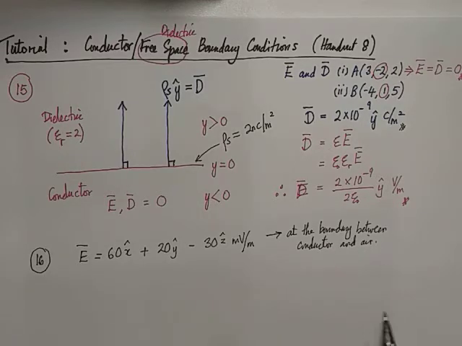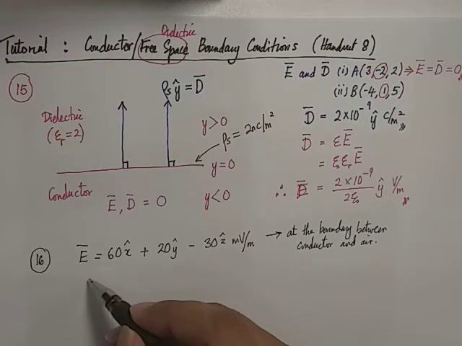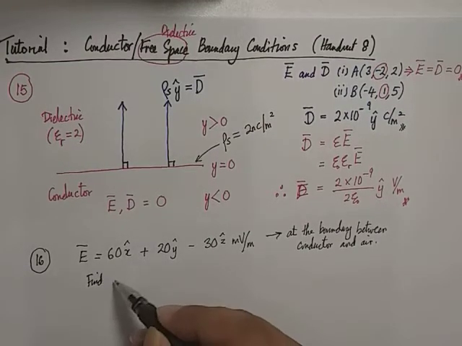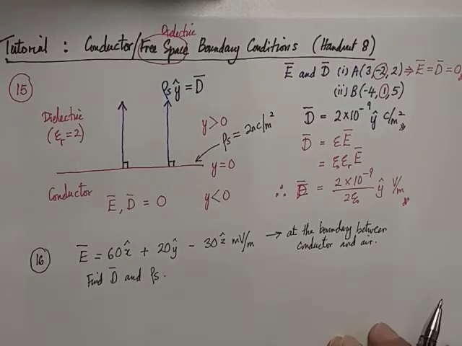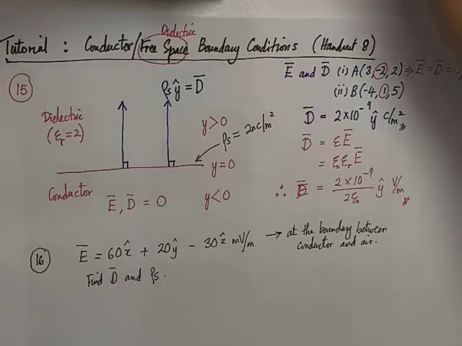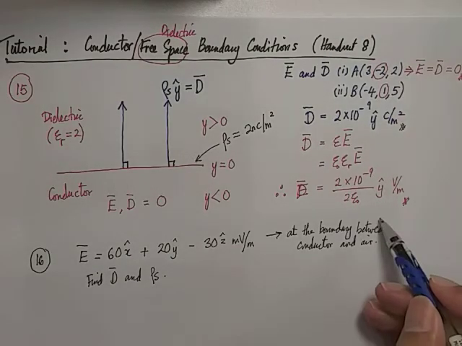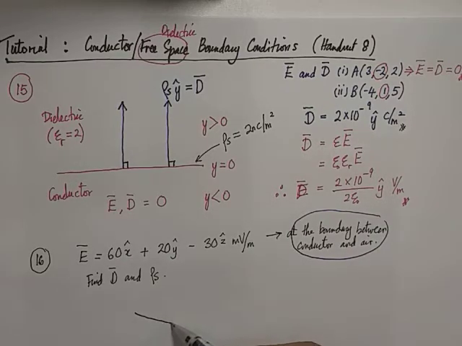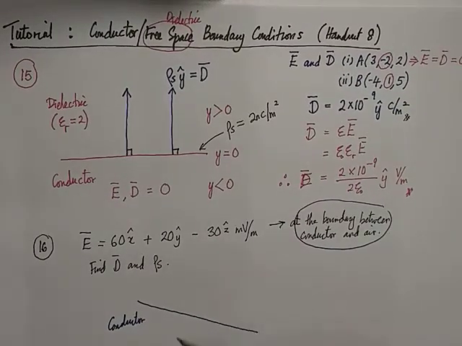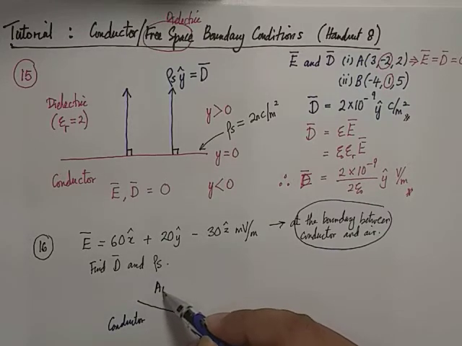Okay, so then the question asks us to do what? Find D and rho S. That's the information asked by the question. So how do we solve this problem? Since we are dealing with this scenario, I'm going to draw a general interface now. Let's say this is the interface. The region at the bottom represents the conductor, and the region up here represents air.